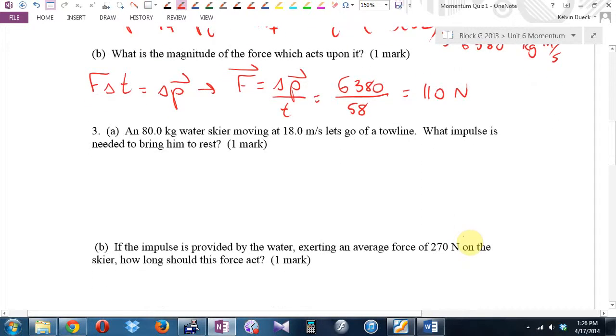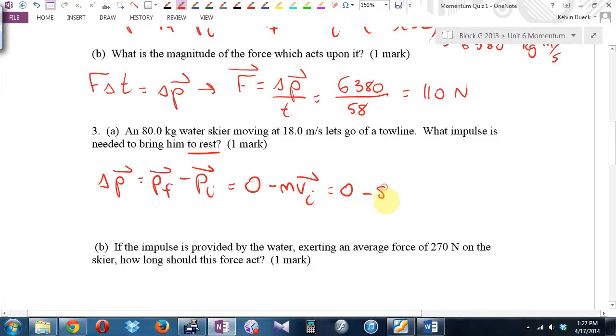Water skier is moving. Let's go. What impulse is needed to bring him to a rest? What the heck is impulse? Oh, so that's going to be, you know what? It's going to be final minus initial, not force times time, because I don't see a force or a time mentioned in the question. And because it says to rest, the final momentum is going to be 0. Stopped. Minus mass times v initial. It's going to be 0, take away 80 times 18.